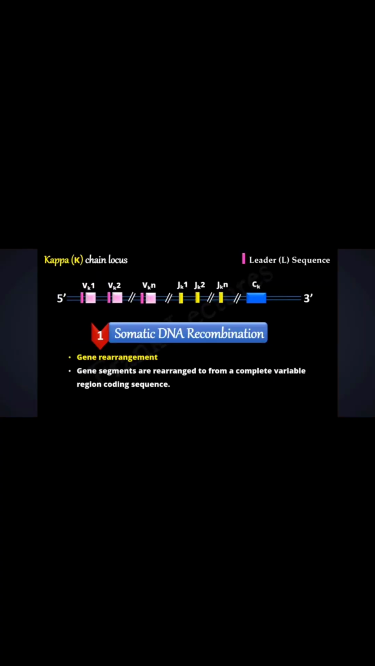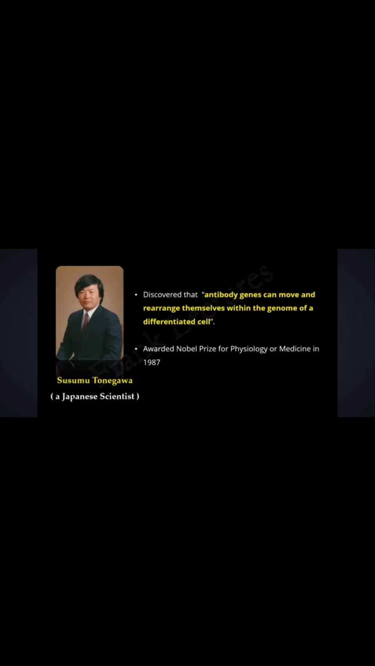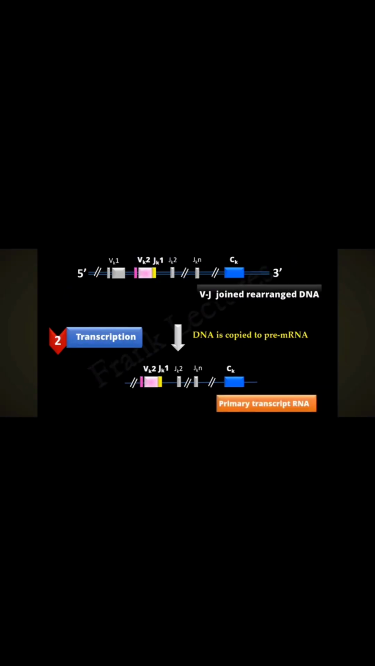So in the light chain, the leader sequence, variable region, joining sequence and constant region are present. The first step is somatic DNA recombination, which means gene rearrangement. This was first discovered by Susumu Tonegawa, a Japanese scientist. He discovered that antibody genes can rearrange themselves within a differentiated cell. Then the first step is VJ joining, where a random V variable region gene segment is joined to a joining segment of the chain. The second step is transcription, which means DNA is copied to the pre-mRNA.